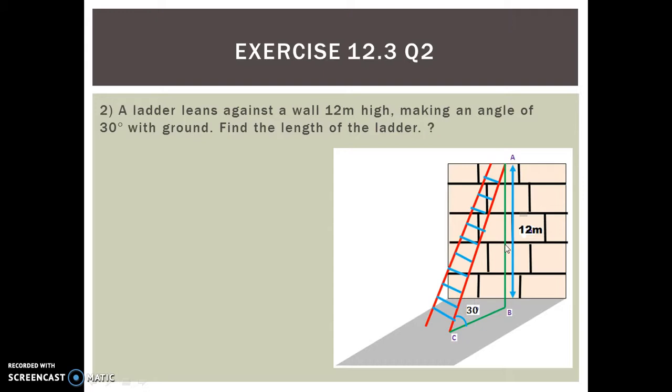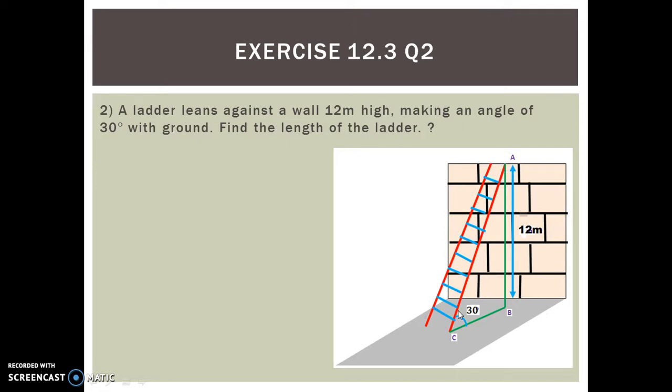I have named the triangle as ABC. We will look at what we have and what we need to find. We need to find the length of the ladder. So the length of the ladder is the side AC, the hypotenuse side. This angle is 30 degree. We have the opposite side AB, which is 12 meter, and we need to find the hypotenuse.